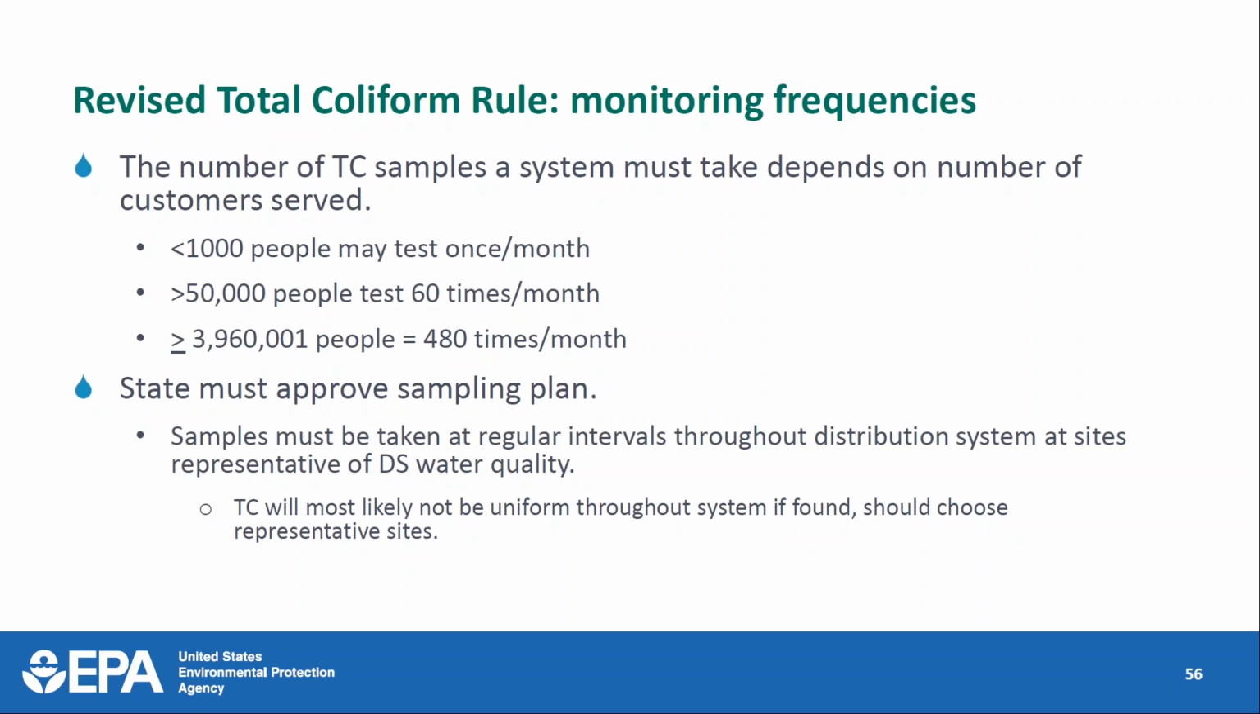Okay, and this rule uses the number of people a water system serves to determine how many samples they may take. And this rule also doesn't require, but the data is best if you take it throughout the distribution system, so you understand any issues you may have throughout your system. Next slide, please.